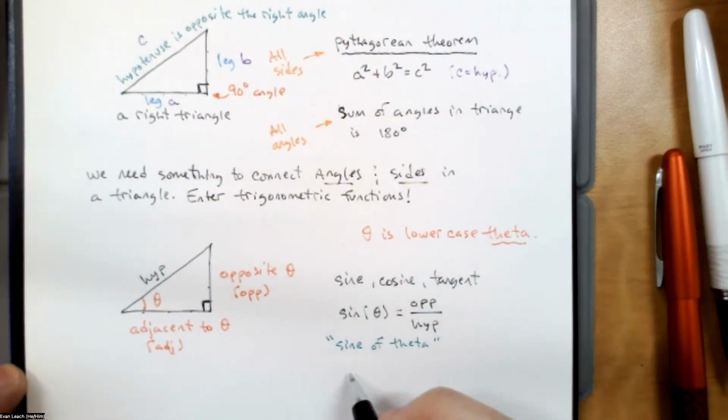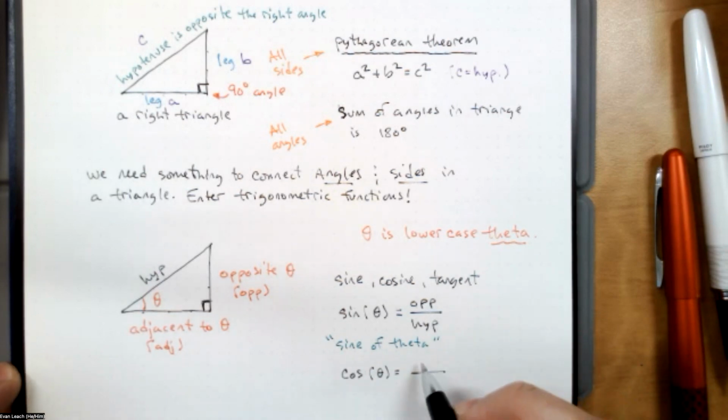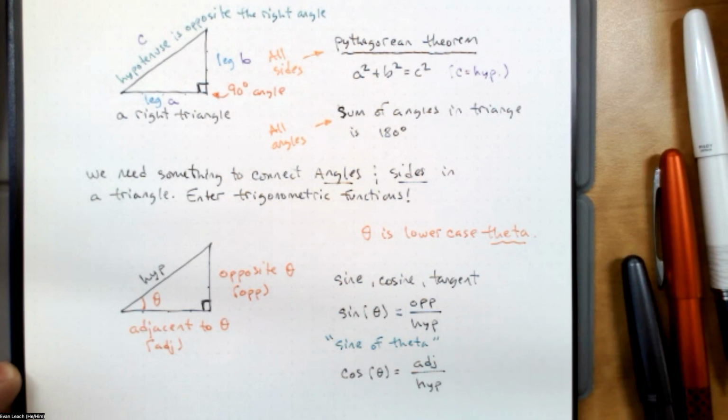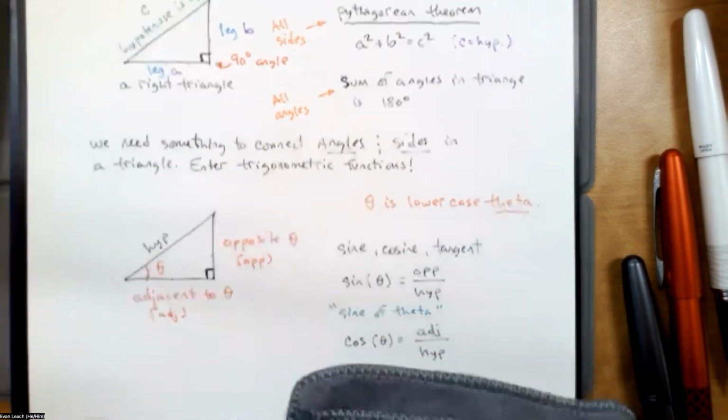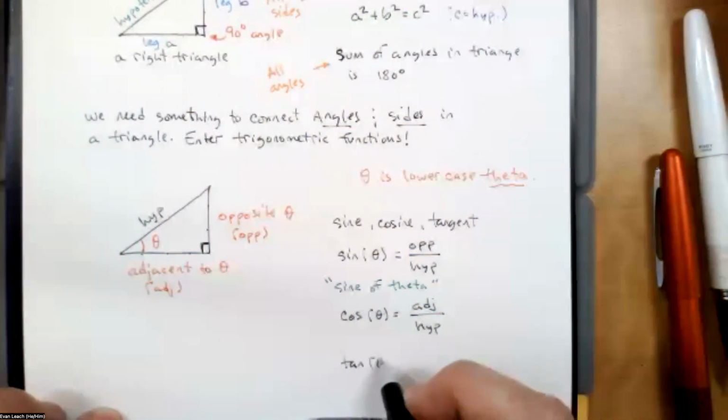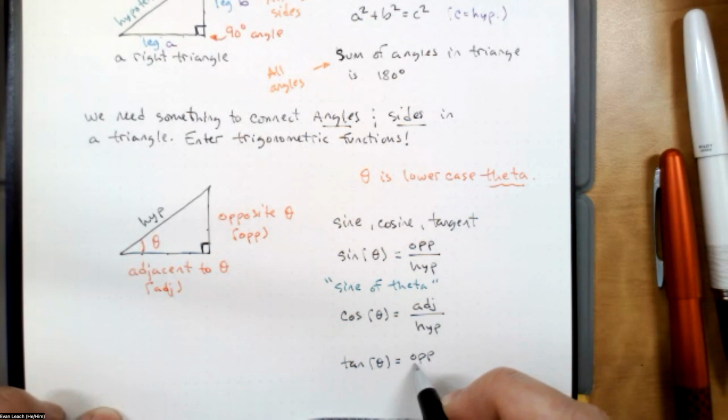The next one is our abbreviation for cosine, and then we'll put the theta in parentheses. Cosine of theta is, does anybody remember? It's okay if you don't remember, or if you never knew. That's why you hired me, to tell you this. So I just want to find out. Cosine of theta is adjacent over hypotenuse. And what is tangent of theta? Tangent of theta is opposite over adjacent.